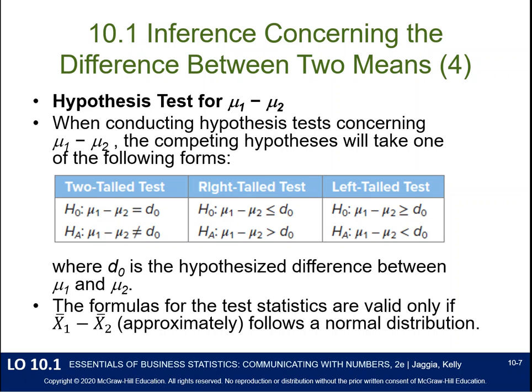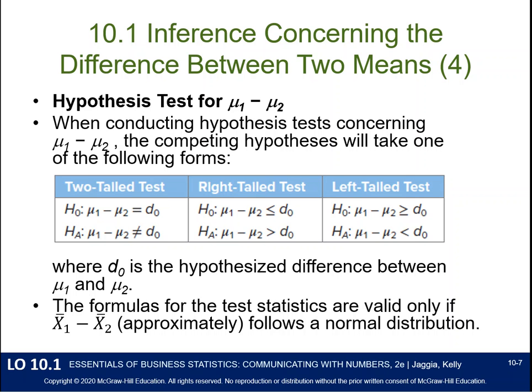If we're looking at a right-tailed test, then we're testing whether mean 1 minus mean 2 is less than 0. So this is really testing to see whether mean 2 is greater than mean 1. And then for a left-tailed test, we're testing to see whether mean 1 minus mean 2 is greater than or equal to 0. So that's testing to see whether mean 1 is larger than mean 2. Notice how it's written: a right-tailed test is testing to see if mean 2 is greater, whereas a left-tailed test is testing whether mean 1 is greater.